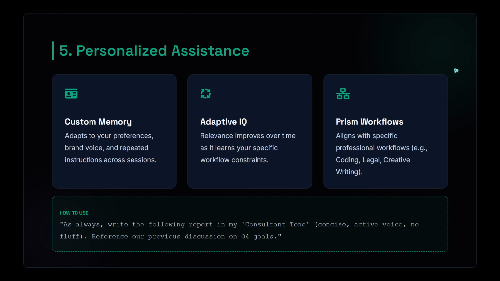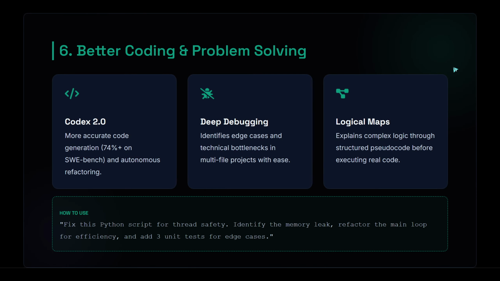Finally, coding and problem solving are more robust. It generates and debugs code with greater accuracy, handles tricky logic, and explains concepts clearly. Share a minimal, reproducible snippet, describe the expected behavior, and ask for fixes, optimizations, or an explanation of the approach. You can request step-by-step reasoning or test cases to verify the solution.